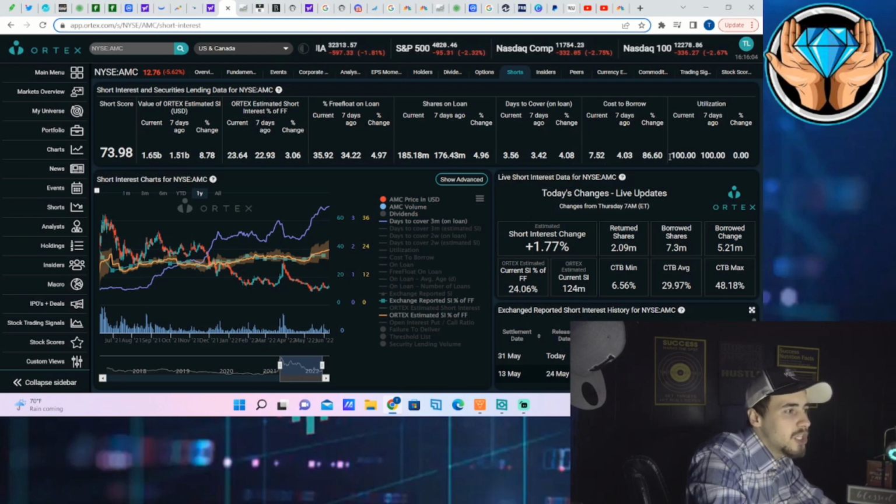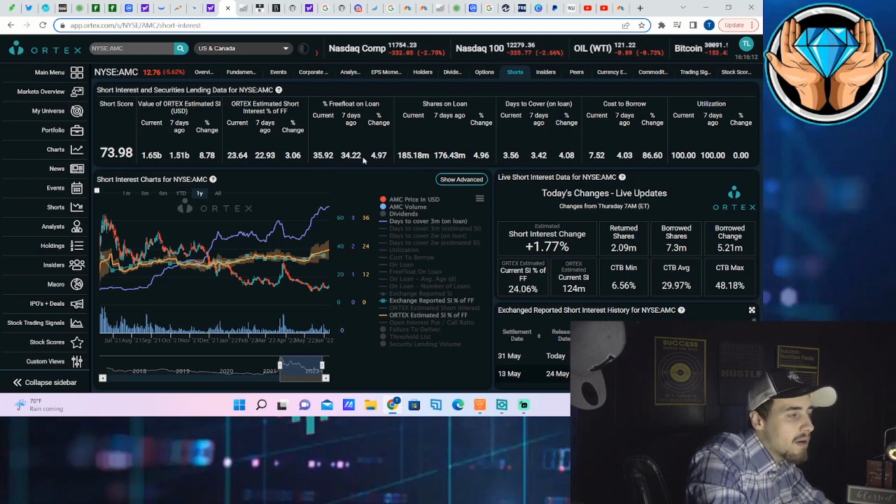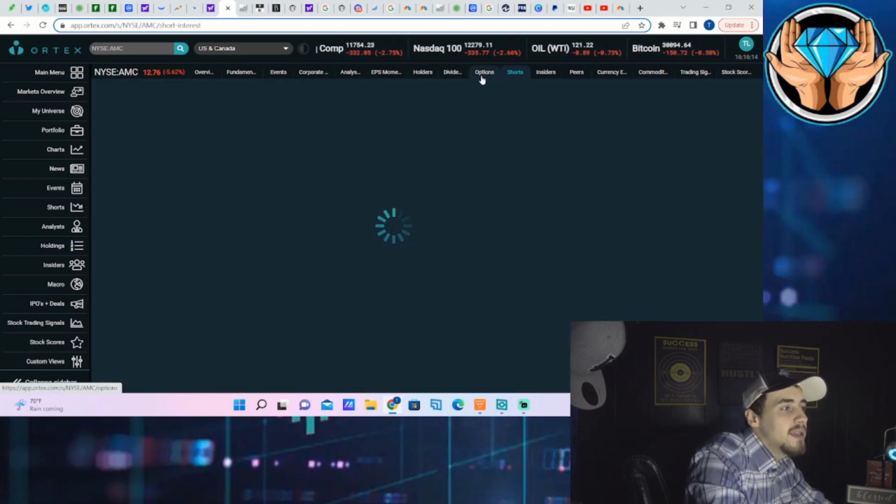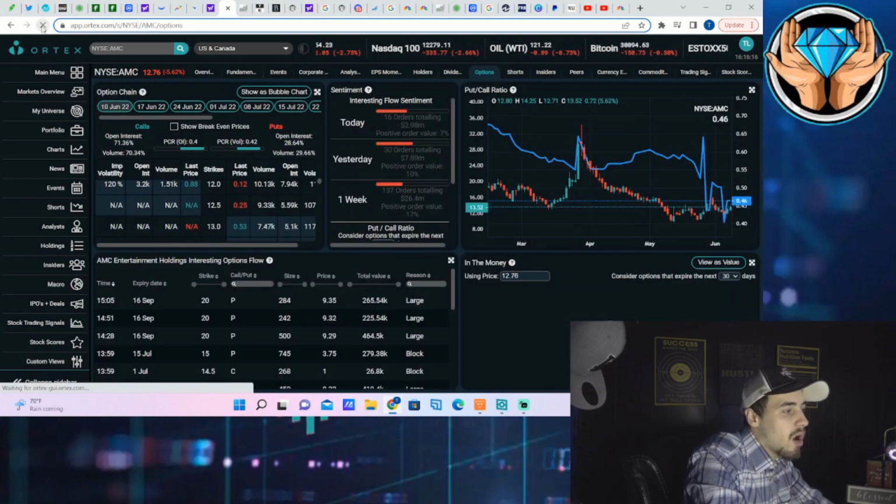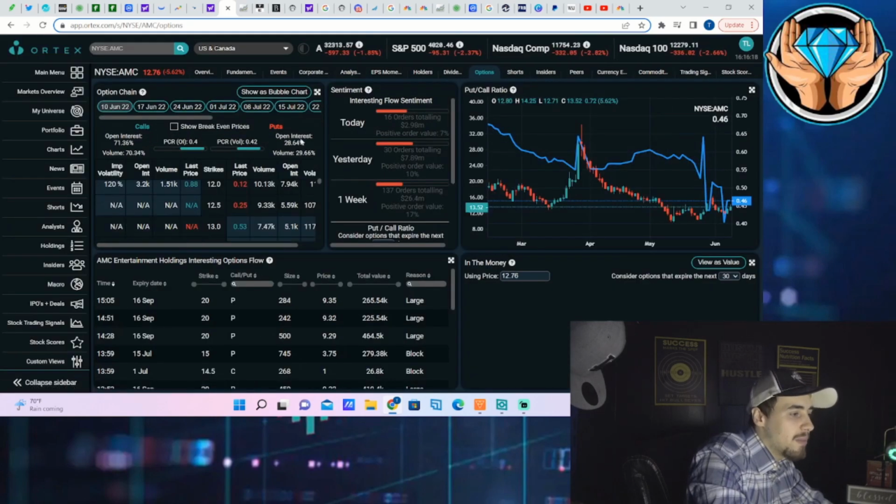100% share utilization. Days to cover sitting at 3.5, which is very, very high as well. Shares out on loan sitting at 185.18 million. The free float out on loan sitting at almost 36%. So there are a lot of shares that are out on loan that can be used against us.